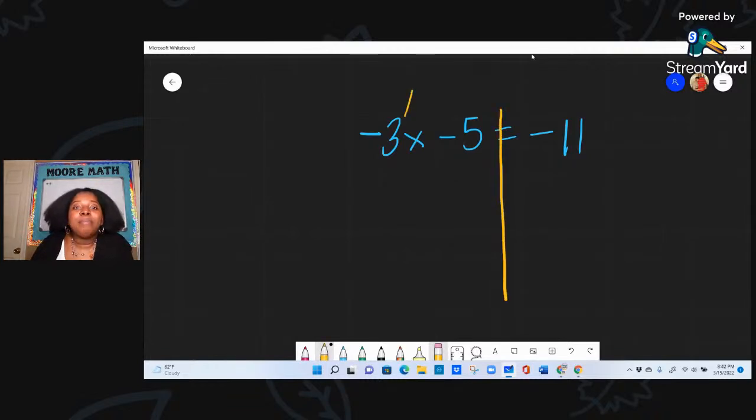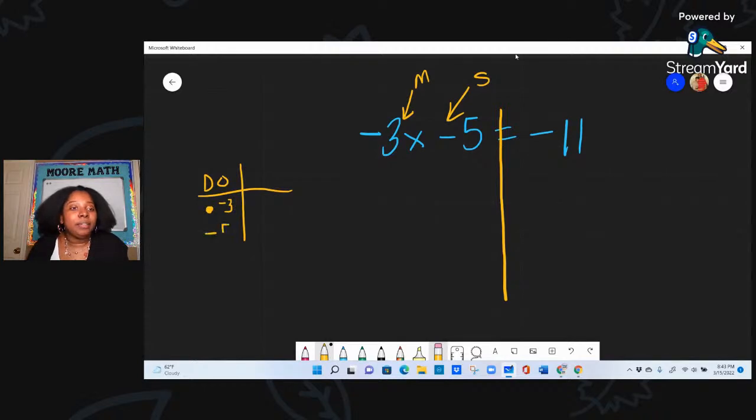So again, we have multiplication here. I teach my students side by side, we multiply. That negative 3 is side by side with the x. So it's negative 3 times x. So that's multiplication. The minus sign is subtraction. All right, so what are we doing to x? We're multiplying it by negative 3 and subtracting 5.